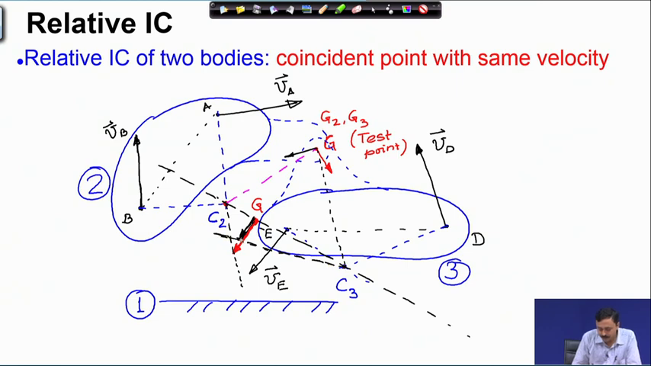So, this is touching the black vector and the other line from C2 is touching the red vector. Red vector belongs to body 2 and the black vector belongs to body 3. Now, wherever they intersect, you can see that that must be the point G, where the velocity direction as well as the magnitude matches. So, this point G must be the relative IC of bodies 2 and 3, the relative IC.